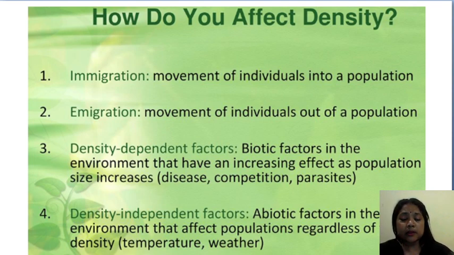So there are some other factors also, like density dependent factors. They are environmental factors that have an increasing effect as population size increases, for example disease, competition, parasites. Then there are other factors, density independent factors, like some abiotic factors in the environment that affect populations regardless of their density, like temperature, weather.